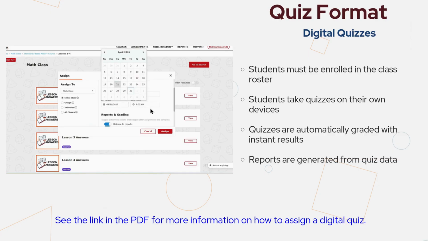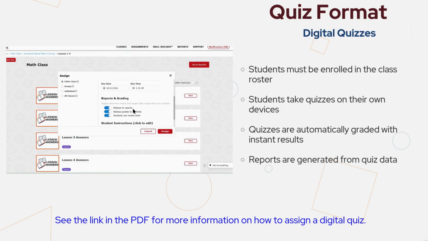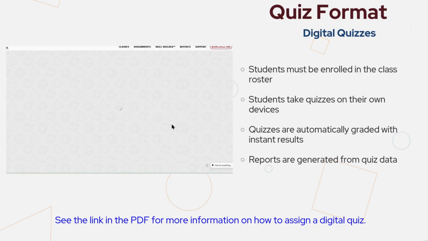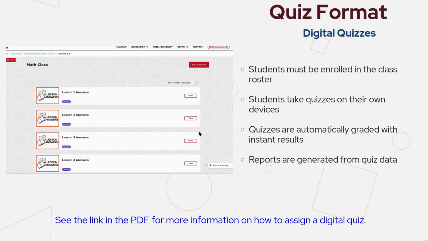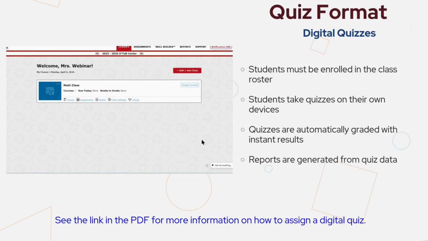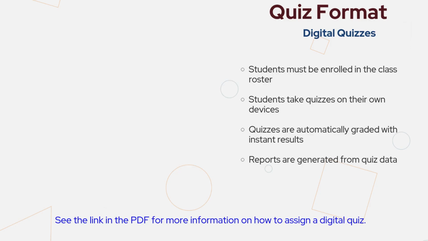Digital quizzes are graded automatically, and results are available right away. This helps teachers quickly see patterns in missed questions or standards, and reports are created for further review. Tip: some teachers have students show their work on paper and then enter their answers online. This allows teachers to see student thinking while still benefiting from digital grading and reports.